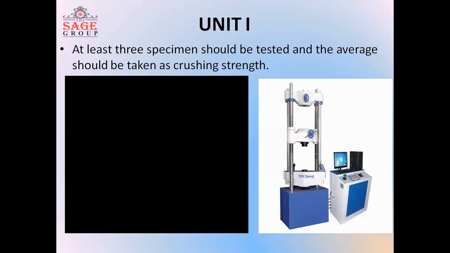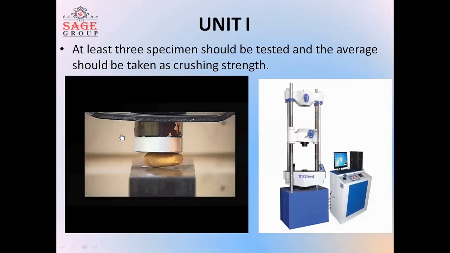At least 3 specimens should be tested and the average of these values should be taken as the crushing strength. The machine used is called a UTM, the Universal Testing Machine, in which the crushing strength of the stone is found out. So let us see how it is found out. When the stone starts to break or cracks form, the load at which the crack starts to form is noted, and it is considered as the crushing strength of the stone.